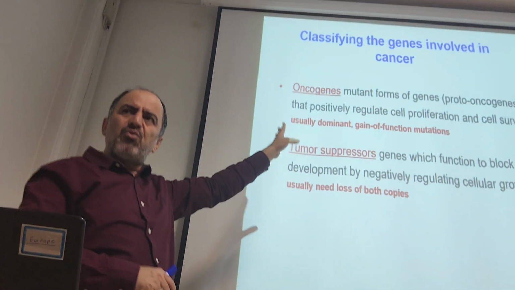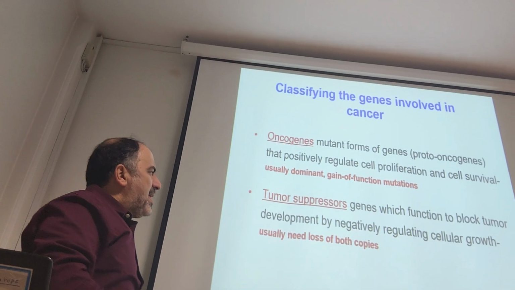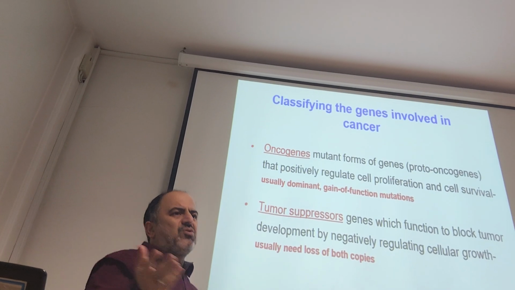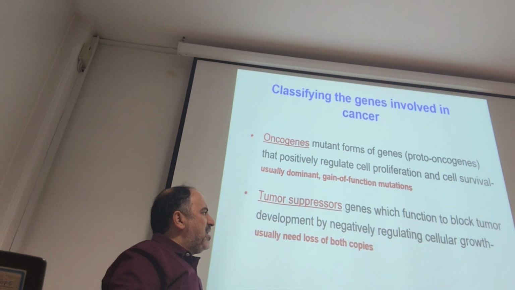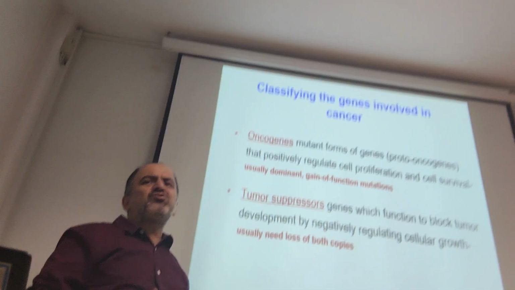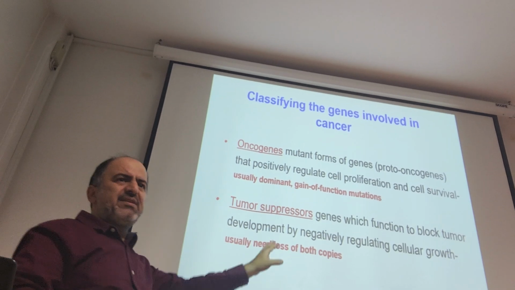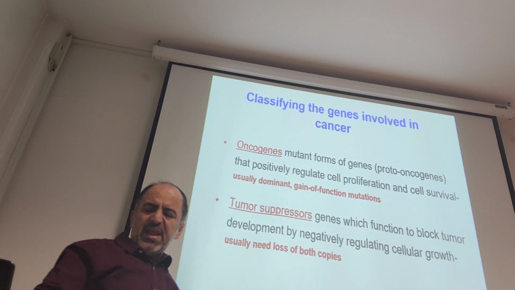The first one was go, go. This one is stop. So if they are mutated, there is no stop. There is no break. They are usually loss of function. Both alleles should be mutated. So they are recessive, while the previous one they are dominant.